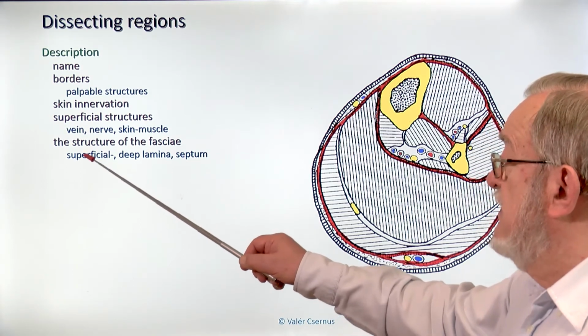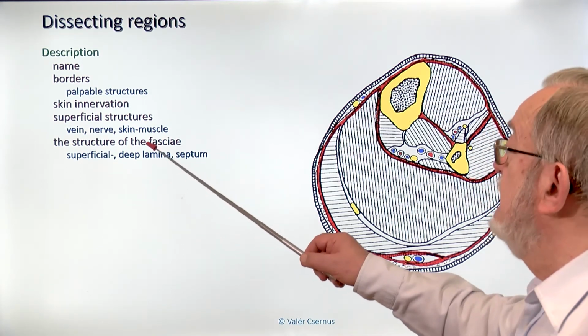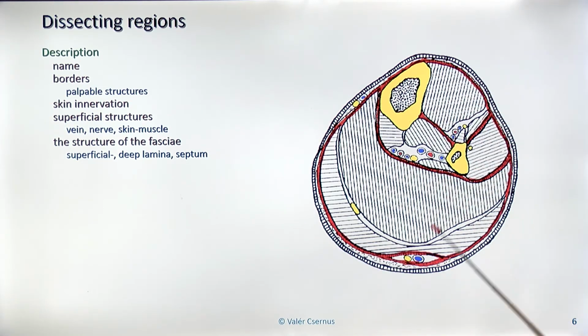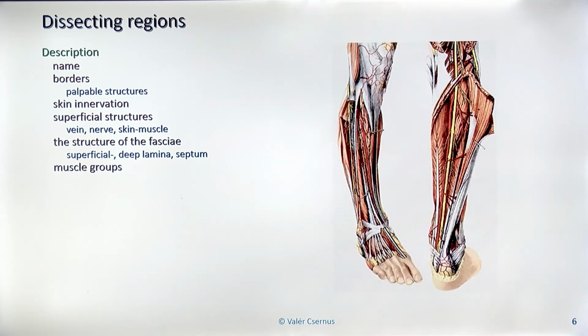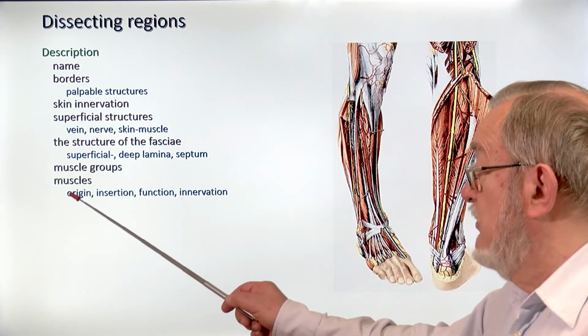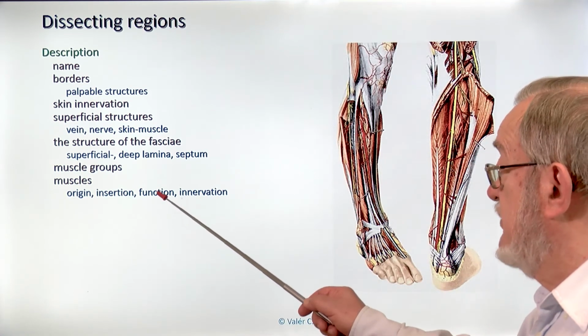So we have to describe where the superficial lamina is, if it exists, the deep lamina, if it exists, the septum, and name the muscle groups, whatever is separated by the fascia. Finally, you start describing muscle groups one by one. In each muscle group, first you have to talk about the muscles, name the muscles, and describe the origin, the insertion, the function.